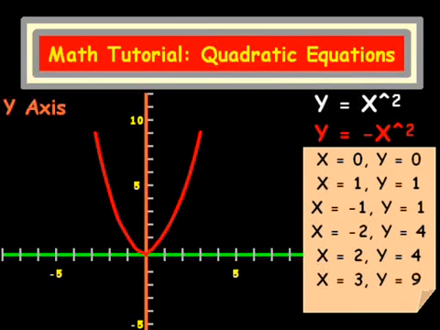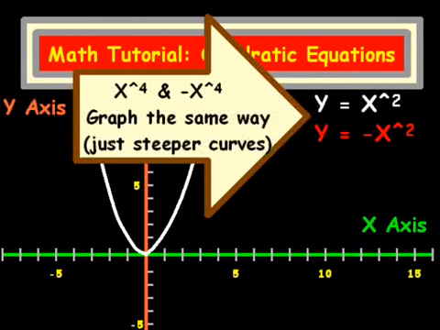So essentially, for y equals negative x squared, it's going to be the same points on the graph as y equals x squared. And if we do that for x to the 4th or negative x to the 4th, it's going to graph the same way. It's just going to be steeper curves. The same goes for x to any even power or negative x to any even power, as far as like 6, 8, 10, 12, what have you.